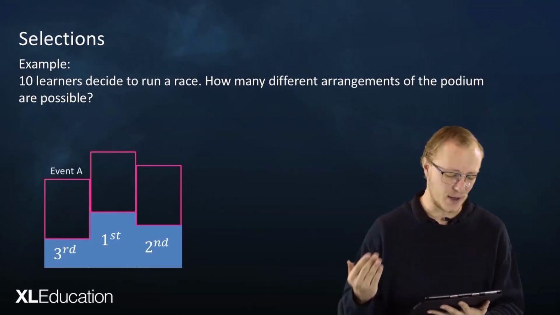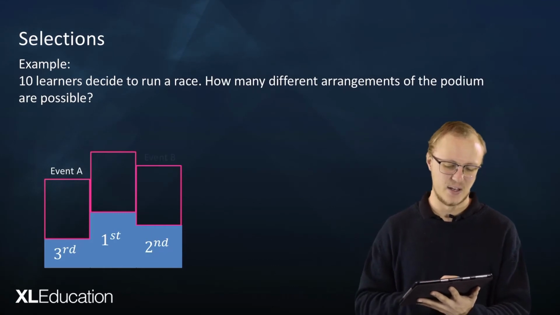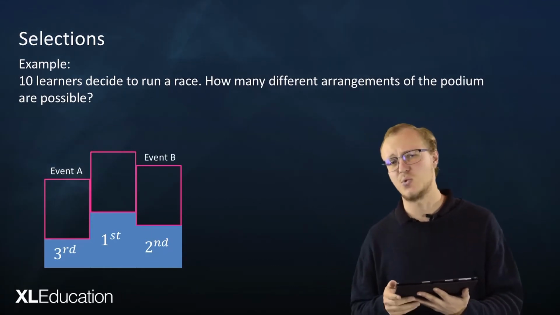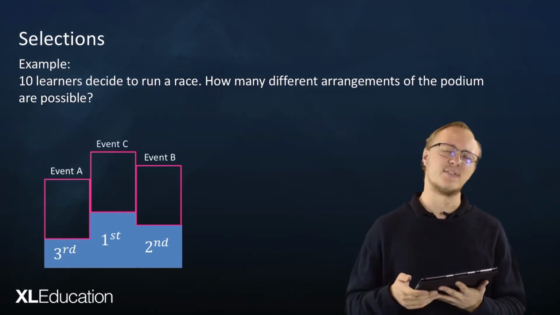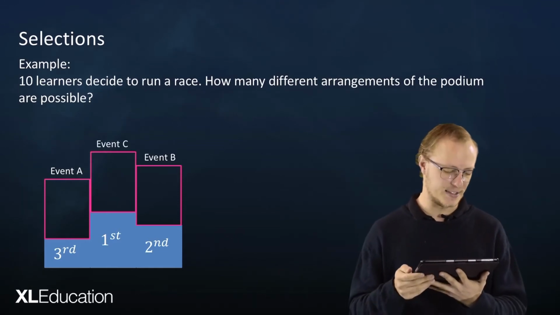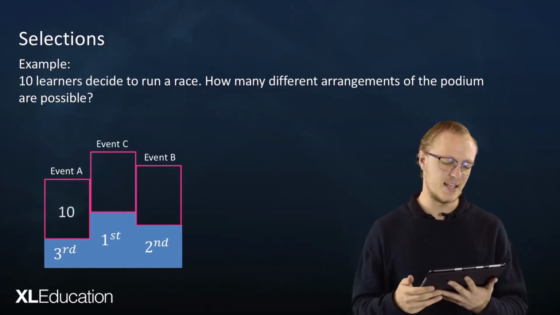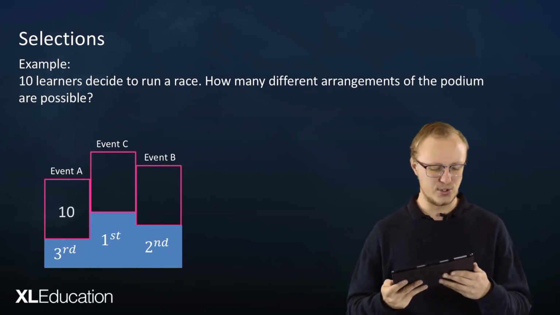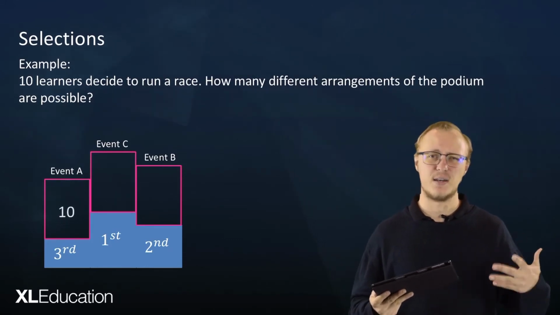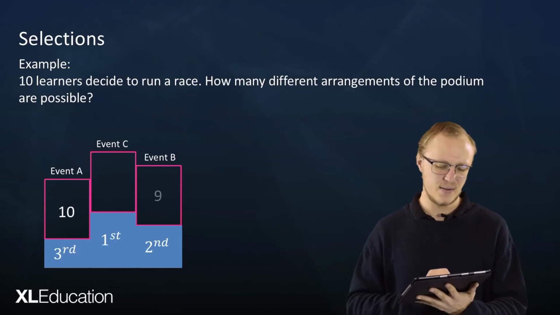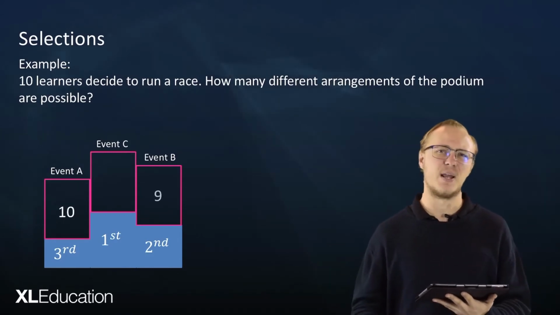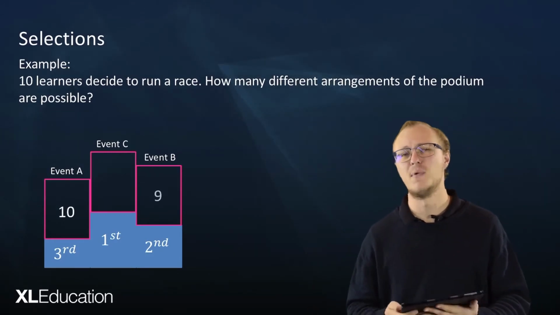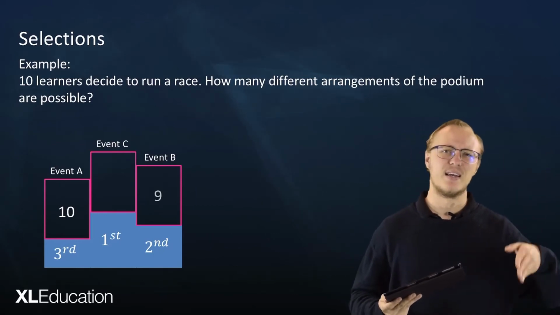So choosing third, we're going to call event A. Choosing the person in second place, we call event B. And choosing the person in first place, we call event C. Now, because there are 10 learners running, when we choose who can be in third place, there are 10 people to choose from. Then, when we choose who can be in second place, there are 9 to choose from because we've already placed somebody in third place.